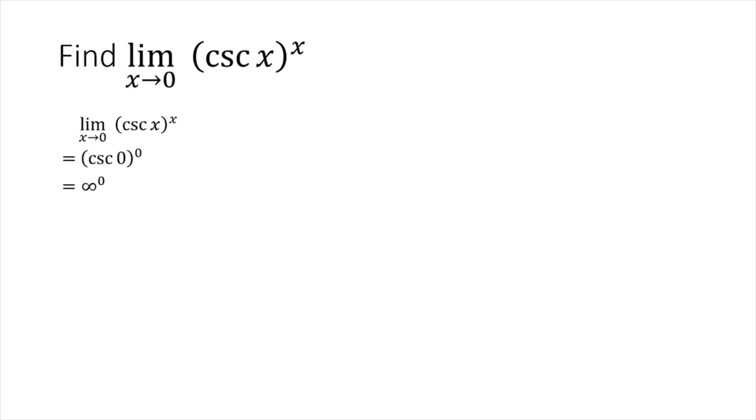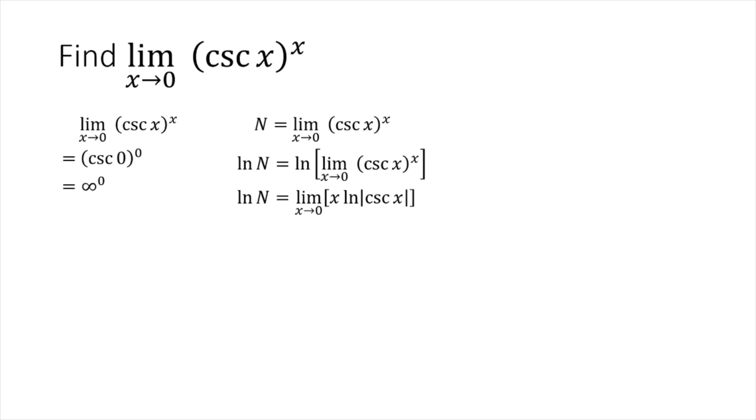It is an indeterminate power. So let's try to use L'Hopital's rule. First, equate the original limit to n, and then apply natural logarithm on both sides of the equation. Next, let's rewrite the equation, applying the power property for logarithmic functions. This will result in ln of n equals the limit of x ln cosecant x as x approaches 0. Let's check if this will give us an indeterminate form. x is 0, so we have 0 times ln cosecant of x. Cosecant of 0 again is infinity, ln of infinity is infinity. So we have 0 times infinity, an indeterminate product.